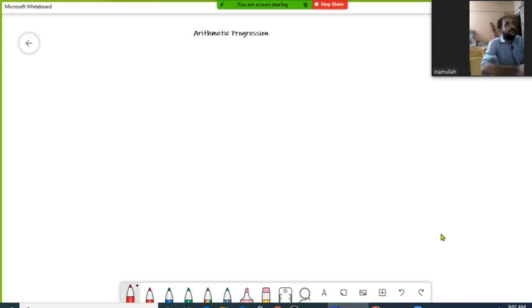This is a new lesson, arithmetic progression, which is very important from the point of view of your SSC examination. Arithmetic progression. In order to understand arithmetic progression, we need to understand sequence. Here I am going to write some sets of numbers. You need to identify those numbers.